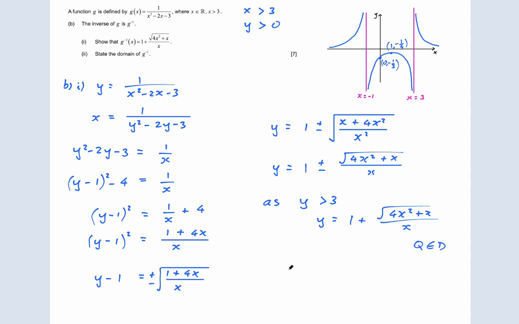Okay, that's part i, and then part ii, it says state the domain. So guys, like I've just said, the domain and the range of g means the domain is x is bigger than 0, and the range is y is bigger than 3 for the inverse function. So the domain x is bigger than 0. Okay, that's part B.